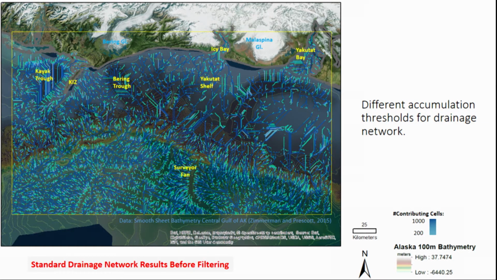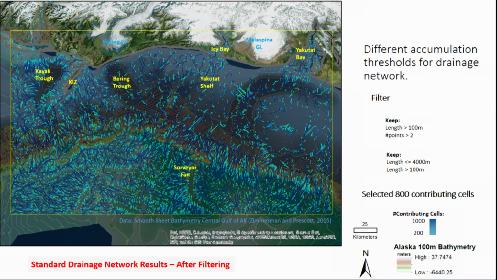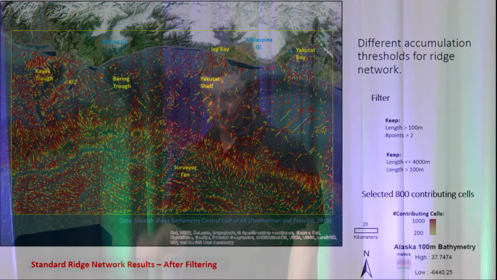This is what the results look like for the gullies. You can see there are some problems here. This is before we apply any filtering. We have some long segments which are probably not accurate. This is after we've applied the following filters, which were basically length-based and number of points. The one that really helped us out was the second filter, length less than 4,000 meters and greater than 100 meters as well. That clipped out a lot of those long, incorrect drainages we saw before. This is for ridges, and then after the filter.